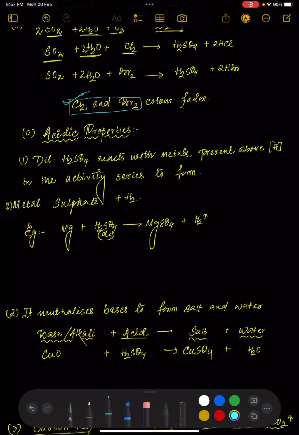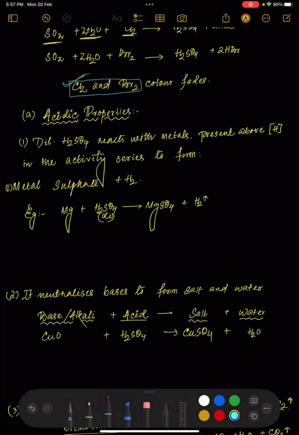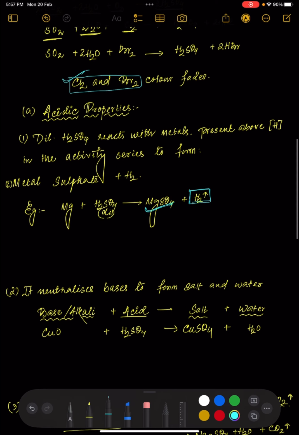Then, how can we see the acidic properties of H2SO4? Dilute sulfuric acid reacts with metals present above hydrogen in the reactivity series, forming a metallic sulfate, and hydrogen is liberated. What is the observation for the acidic properties of dilute sulfuric acid? In exams, observations are most probably asked. So observation: hydrogen gas is formed when Mg, or any of the metals, is reacted with H2SO4.